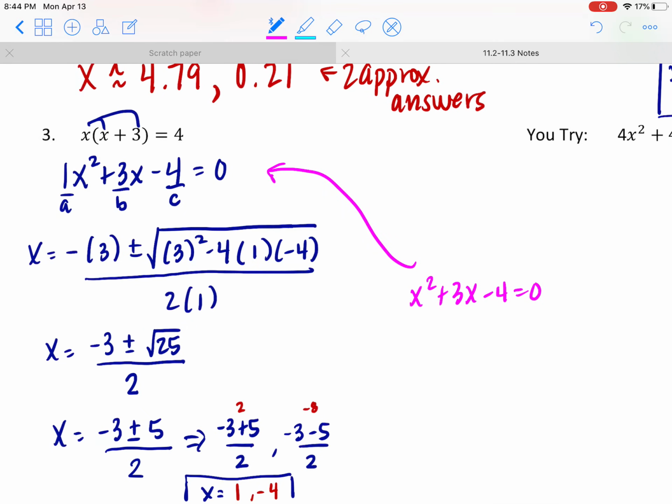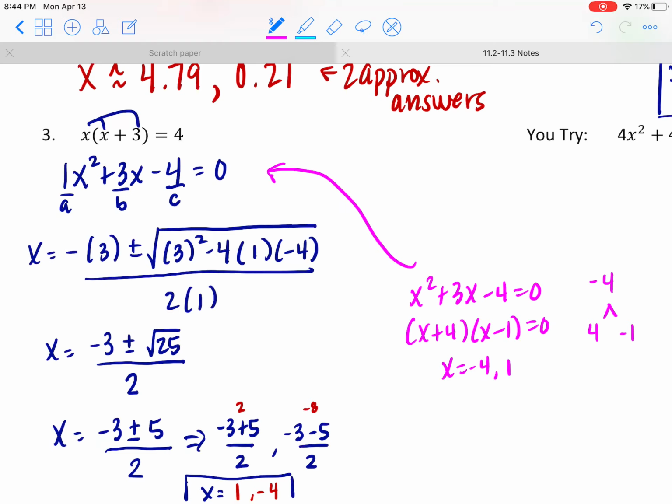If you didn't notice it in the beginning, do you notice now? Well, this equation is factorable. What are the factors of negative 4 that make 3? Well, they're positive 4 and negative 1. And so this thing factors into x plus 4 and x minus 1, which means the solutions would be negative 4 and positive 1. Same solutions that we got using the quadratic formula.